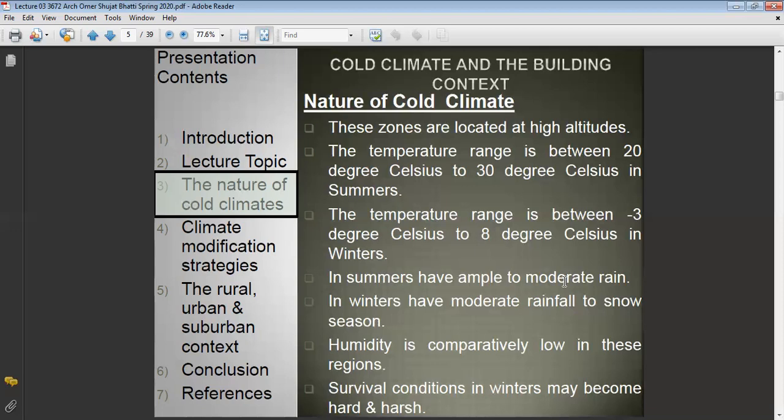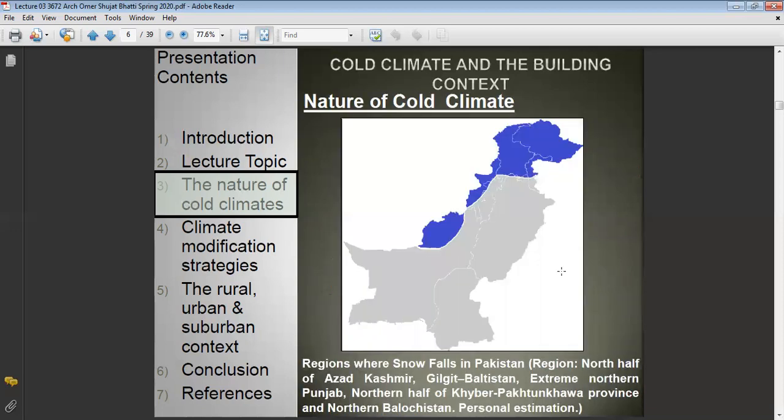Humidity is comparatively low in these regions. Survival conditions in winters may become hard and harsh because of the snow and because of the lack of accessibility, heating system mechanisms and supply of food. So these are some of the major parameters.